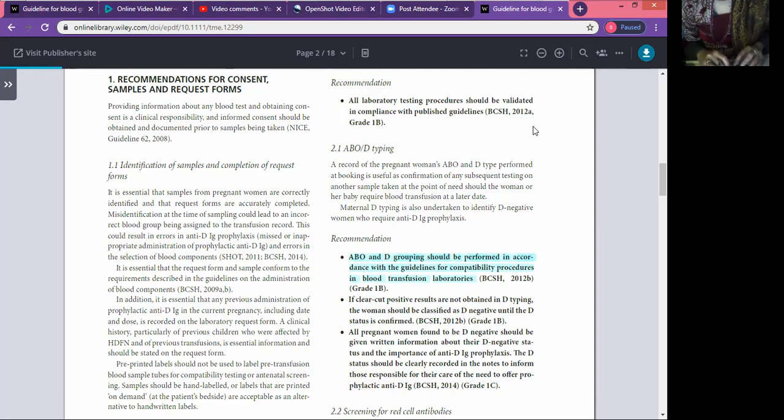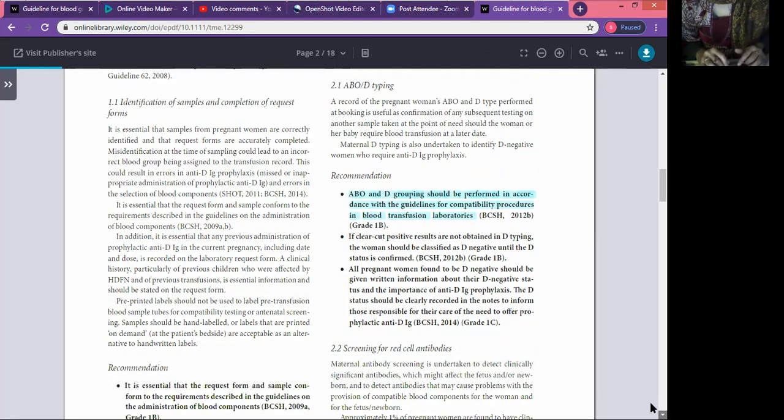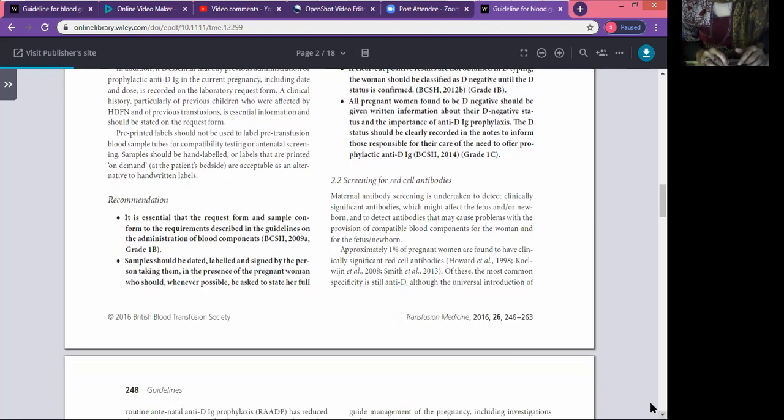all those patients who type as D negative should not have weak D (DU) testing done, because those patients should be left classified as D negative until the D status is confirmed. All pregnant women found to be D negative should be informed about their D status and the implications of this regarding anti-D prophylaxis. This should be recorded, and the necessary action should be taken. The physician should also be informed about this.